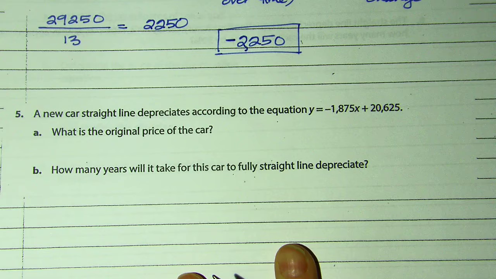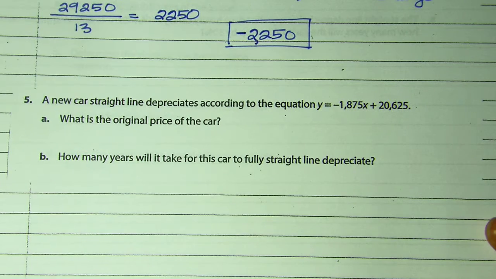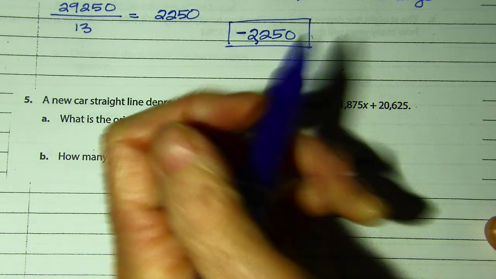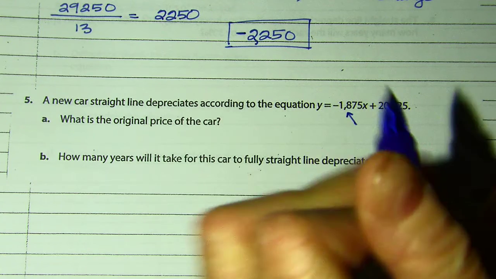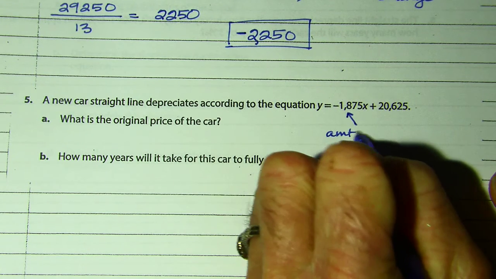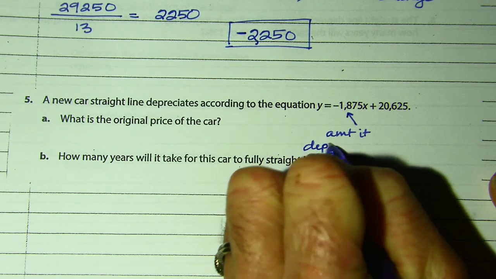Number 5. So here they've already set up the equation for us. Now I know this, looking at this, that is the amount it depreciates each year.